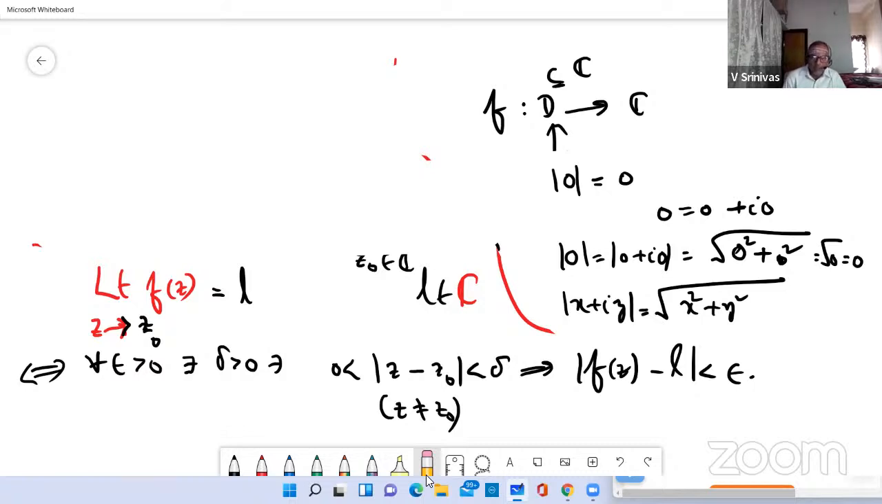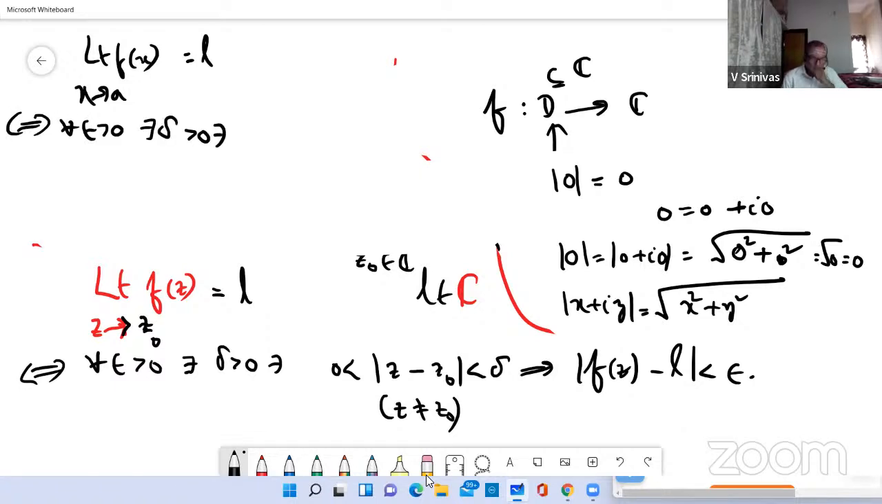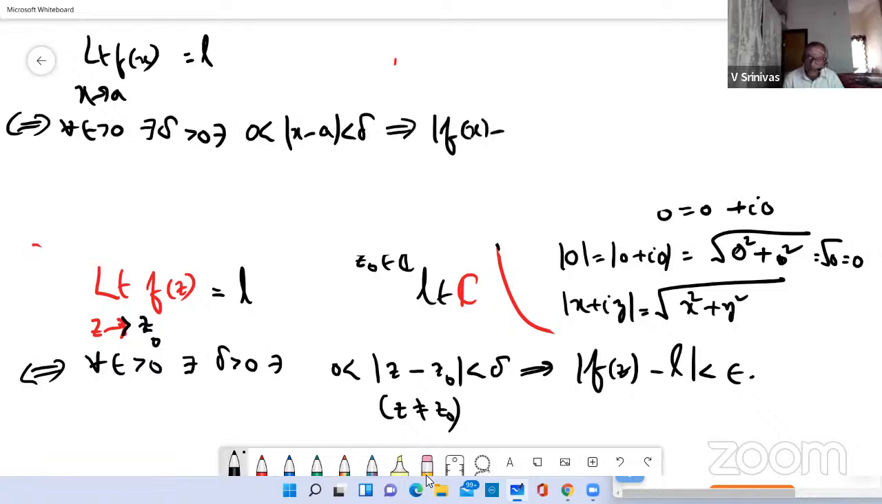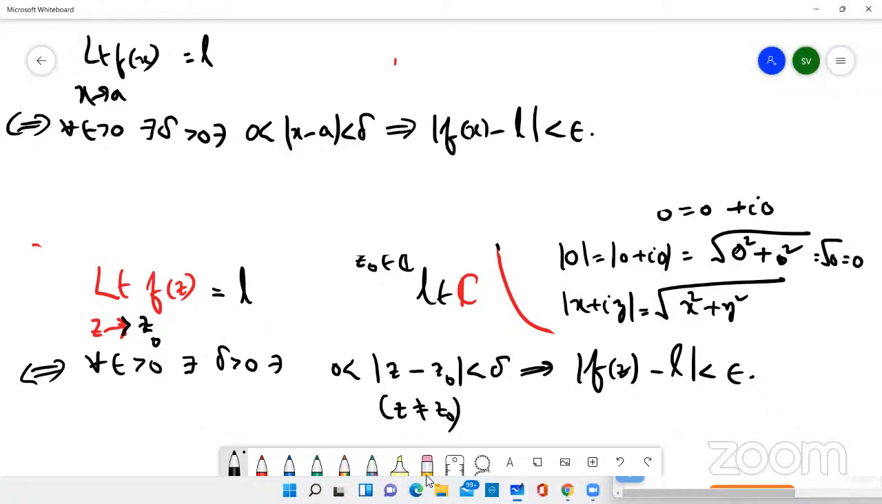This is called deleted neighborhood of z naught. I was talking about this one: limit of f of x as x goes to a is equal to L. What was it saying? It means that for every epsilon positive, there is a delta positive such that 0 is less than modulus of x minus a is less than delta implies modulus of f of x minus L is less than epsilon.